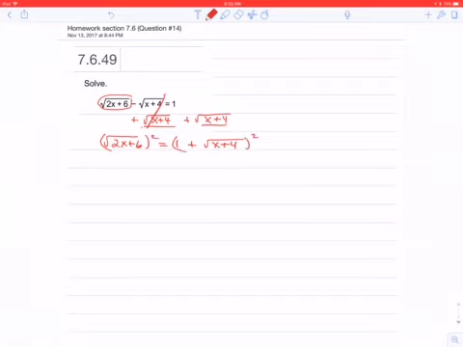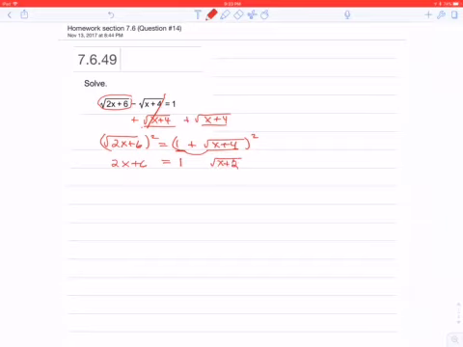On the left side of the equation, if you square a square root, it just undoes it. So I'm left with 2x plus 6. But on the right side of the equation, what I have is a binomial. When you square a binomial, use the special product. Square the first term, so 1 squared is 1. Multiply the two terms together and double it. So 1 times the square root of x plus 4 is just the square root of x plus 4.